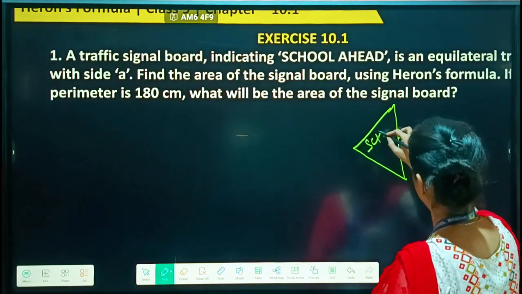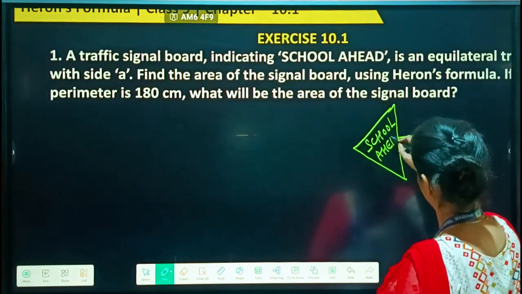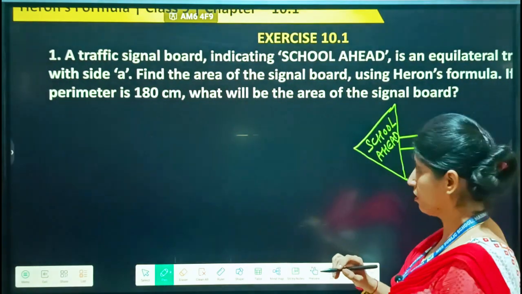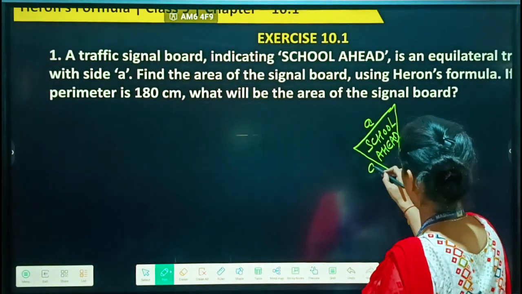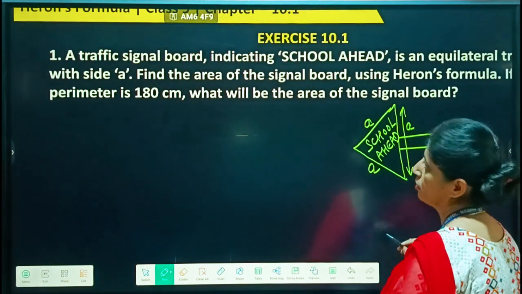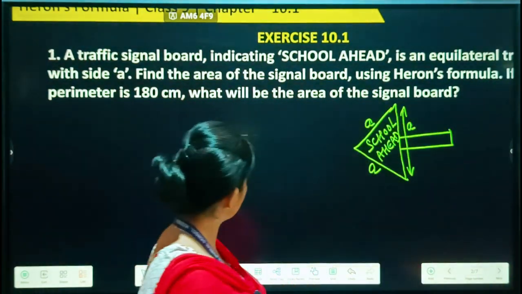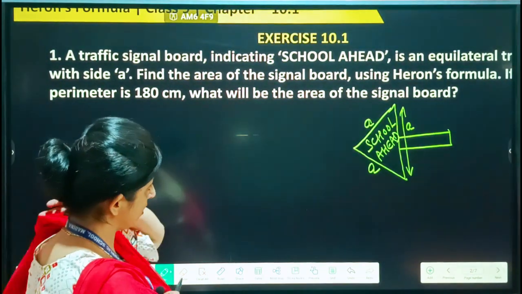School ahead, right? Sometimes it is there. So this is an equilateral triangle. All sides are equal. That is A, and this one is also A. Okay? Find the area of that signal board using Heron's formula. We have to find the area.